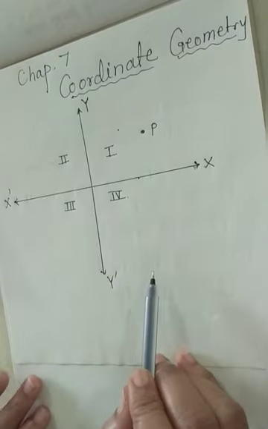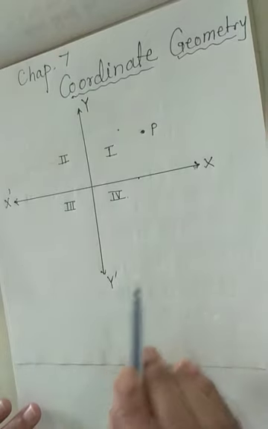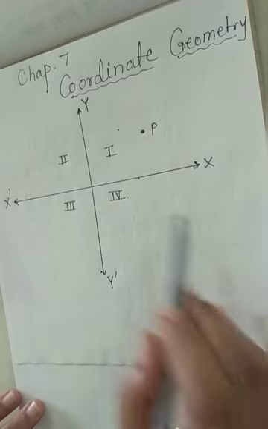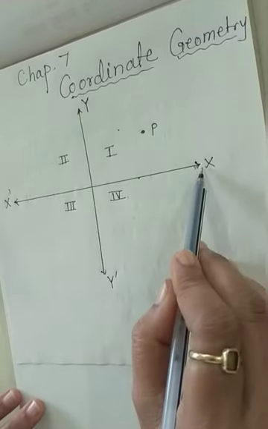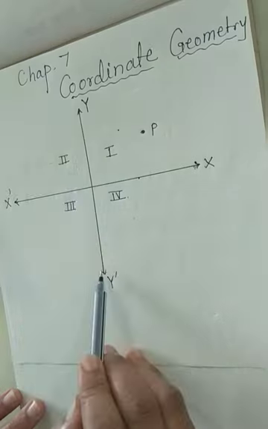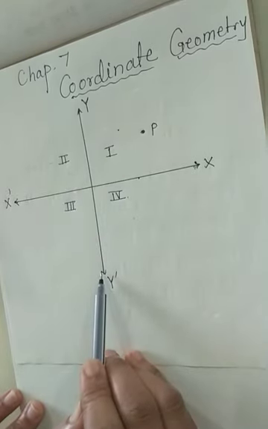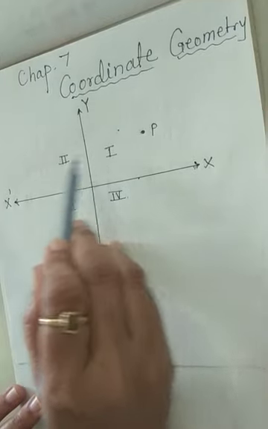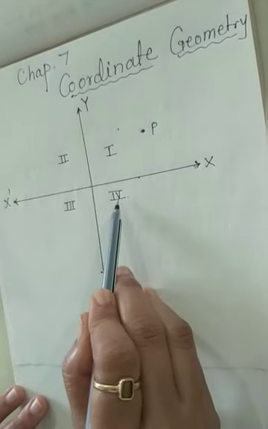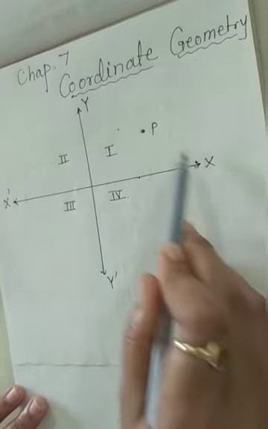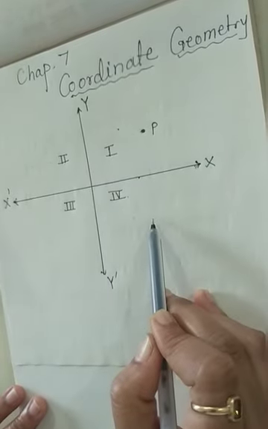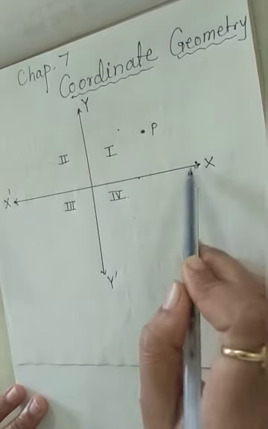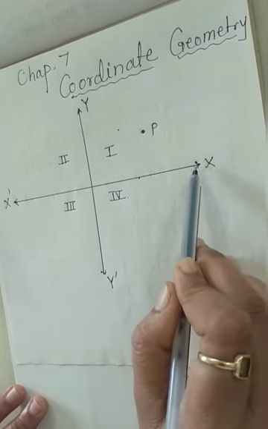The axes are known as the coordinate axis, where the horizontal line is known as the x-axis and the vertical line is known as the y-axis. Here the four quadrants are named as first quadrant, second quadrant, third quadrant and fourth quadrant in the anticlockwise direction of the xy plane from the positive direction of the x-axis.